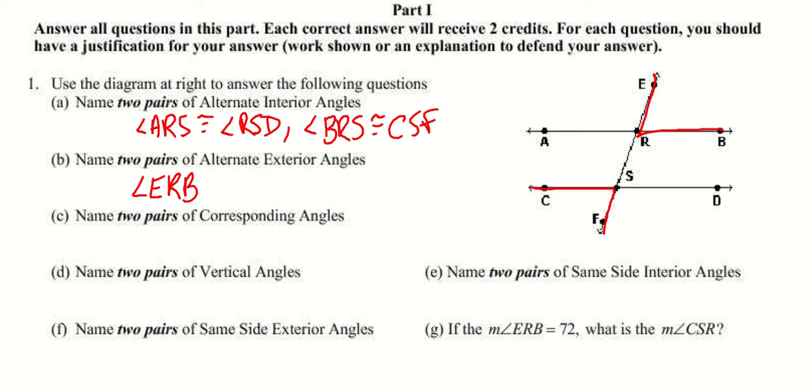So angle ERB, and we could call this CSF. If you said FSC, that's also okay. We need the angle symbol in there to identify that it's not a plane, it's an angle. All right, name two pairs of corresponding angles. Remember, corresponding angles are in the same position. So there's really four of those sets of angles here, okay?